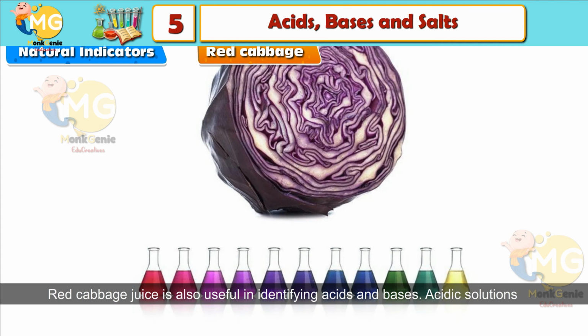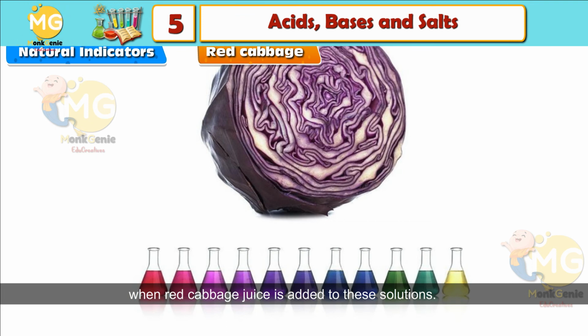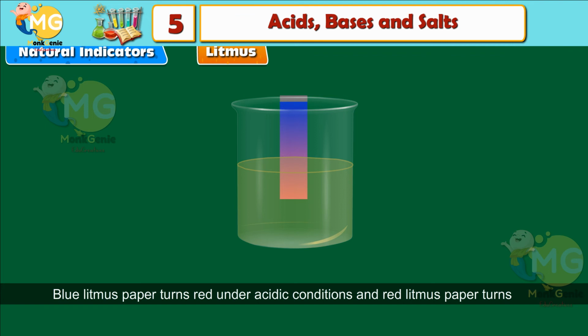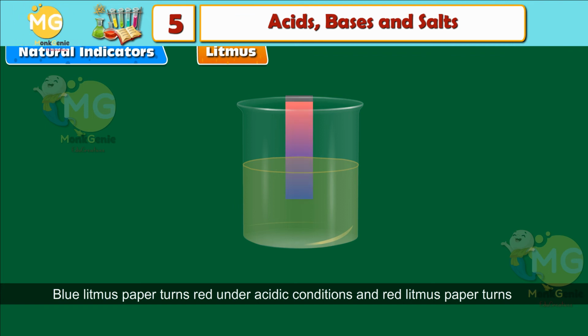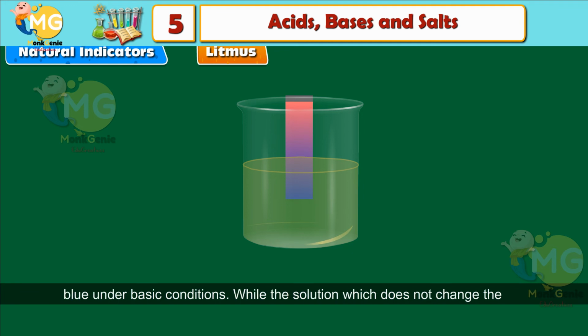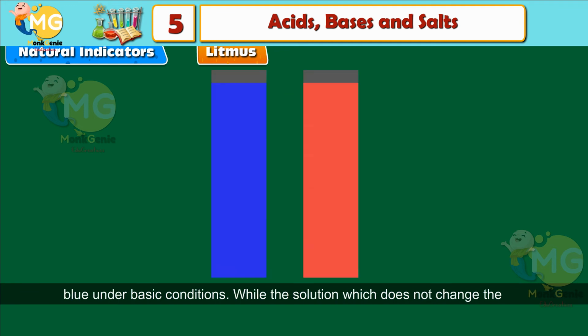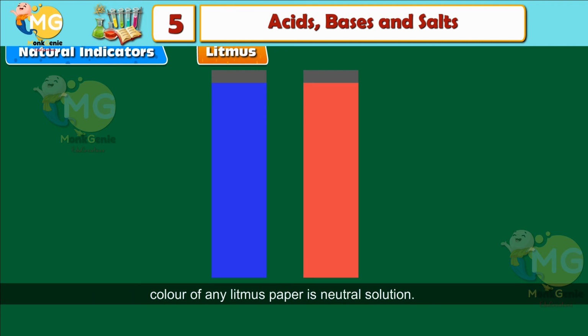Red cabbage. Red cabbage juice is also useful in identifying acids and bases. Acidic solutions turn red, neutral solutions turn purple, and basic solutions turn greenish yellow when red cabbage juice is added to these solutions. Litmus. Blue litmus paper turns red under acidic conditions and red litmus paper turns blue under basic conditions, while the solution which does not change the color of any litmus paper is a neutral solution.